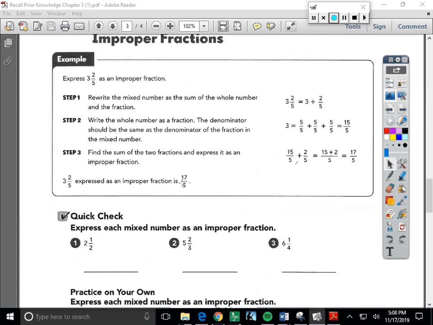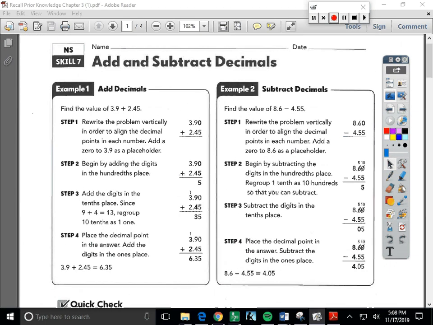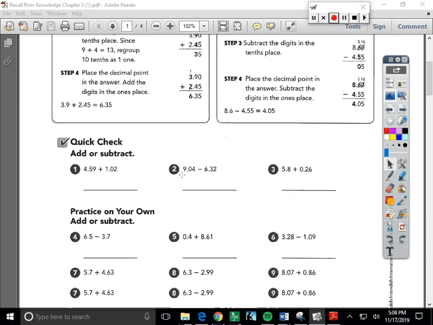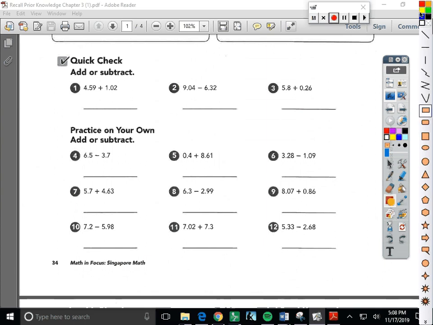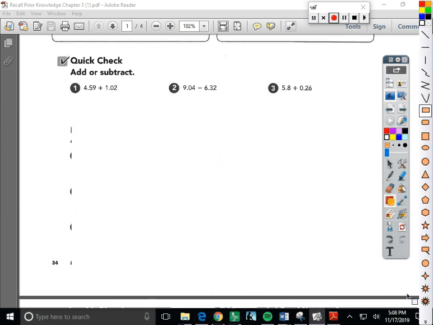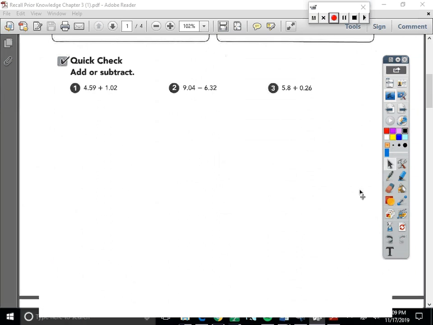Let's go ahead and get started. Back to the first page where we're working with decimals, adding or subtracting. This top section is called Quick Check. So I'm going to give you a quick moment to try these with me. If you are feeling comfortable after seeing the first one or two, you're definitely welcome to move on at your own pace.